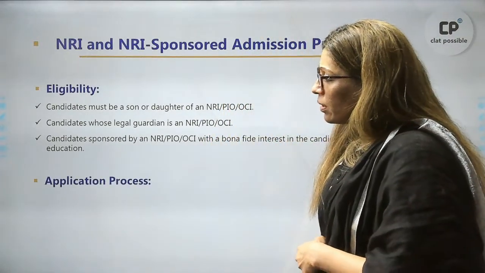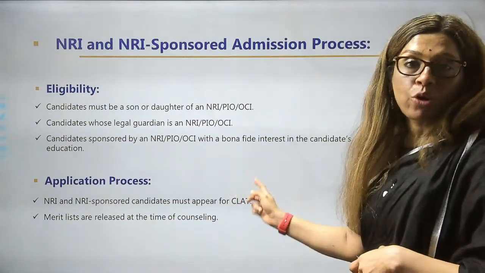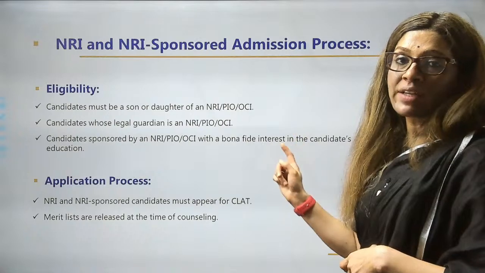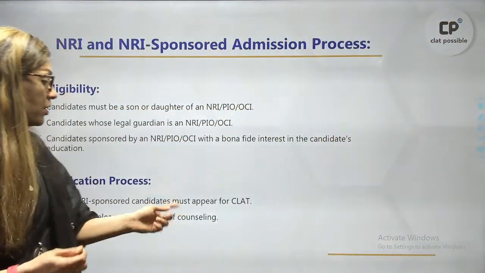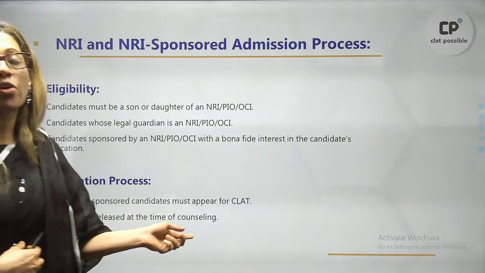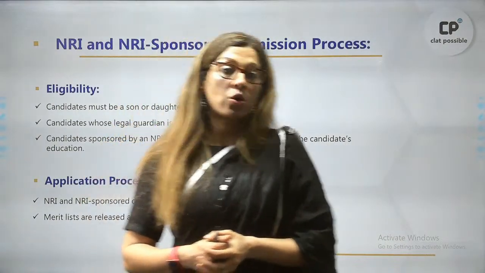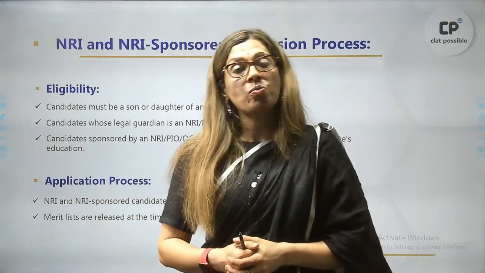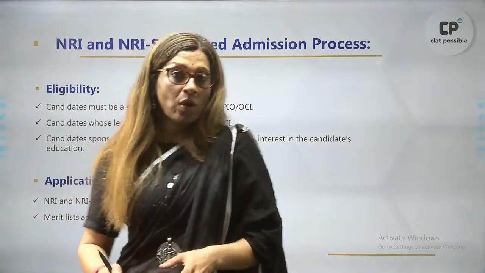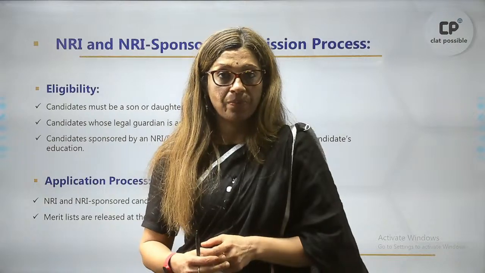So all you have to do is, you have to tick that option in the form. You have to write the same exam, and once the merit lists are announced, there is a separate merit list announced for NRI sponsored candidates and NRI candidates. So NRI candidates would be those whose parents are NRIs, but NRI sponsored, you and your family live in India, but there is someone related to you who is ready to sponsor your fees.